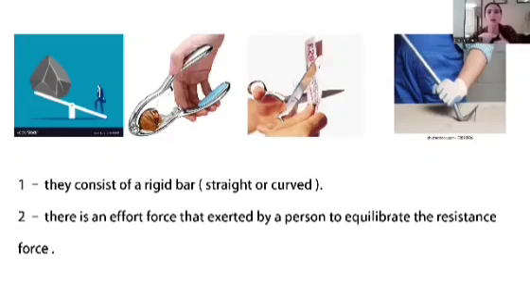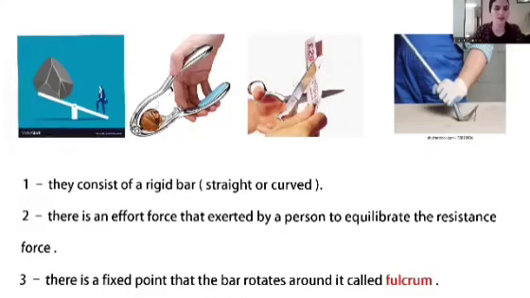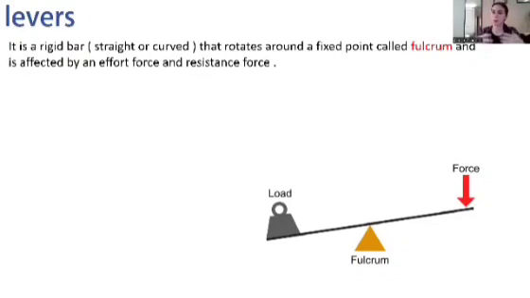This fixed point is called the fulcrum. Okay, this is the third property. Depending on what we understood, we can define levers very easily. Okay, levers. It's a rigid bar, whether it's straight or curved, and it rotates around a fixed point called the fulcrum, and it's affected by two forces, effort force and resistance force.